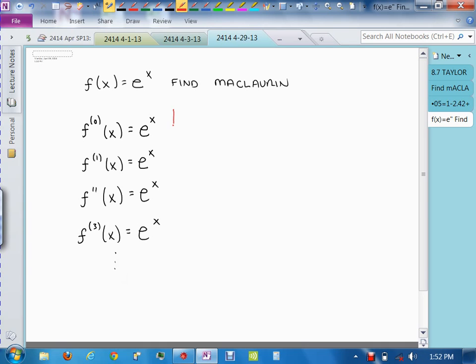Now, since this is a Maclaurin series, I want the zeroth derivative evaluated where? At 0. A is 0 for Maclaurin. First derivative evaluated at 0. Second derivative evaluated at 0, and so on and so forth. But all of these are the same function, aren't they? E to the x, e to the x, e to the x. What's e to the 0? 1. So 1, 1, 1, 1. That's pretty boring. Questions?